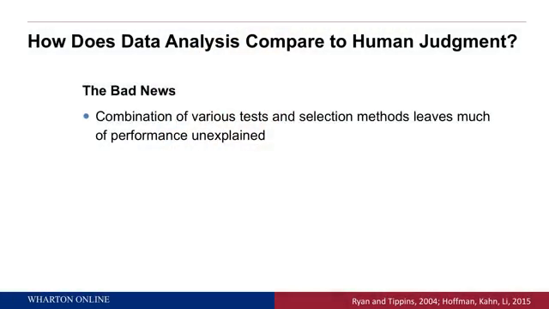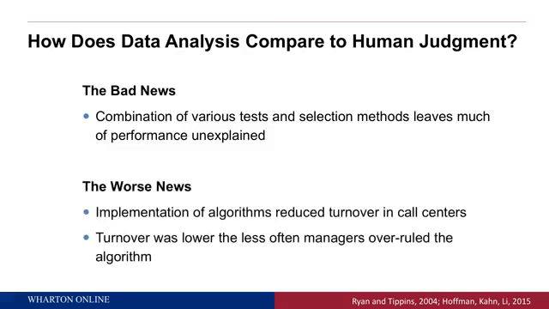A combination of various effective means, like work samples, cognitive ability tests, structured interviews, all those sorts of things, in most cases probably don't predict more than about 30 or 40% of the variation in performance. So we're not that good at really identifying who's going to be a best performer. That's the bad news. The worst news is that they're probably still better than people are.